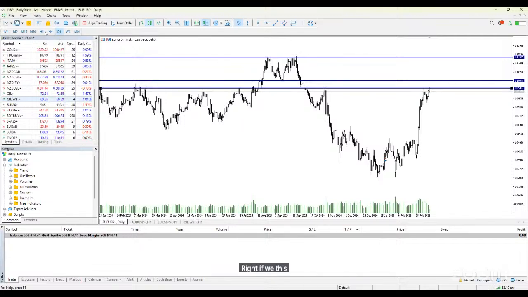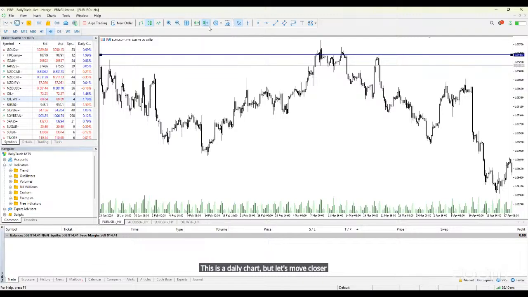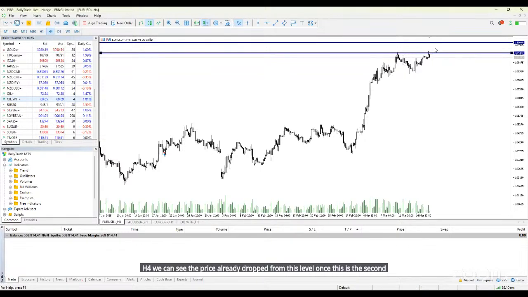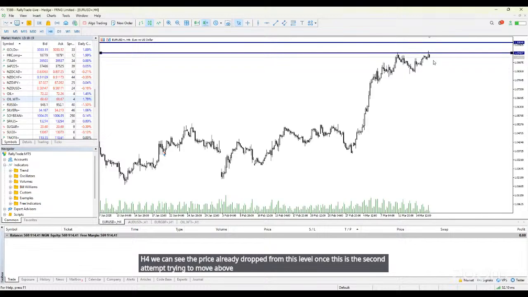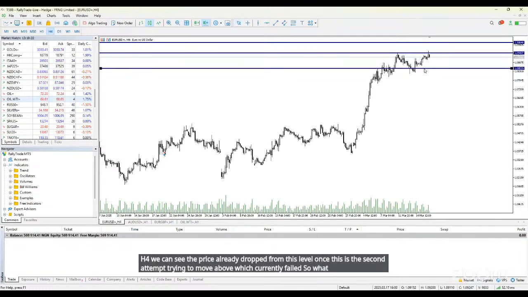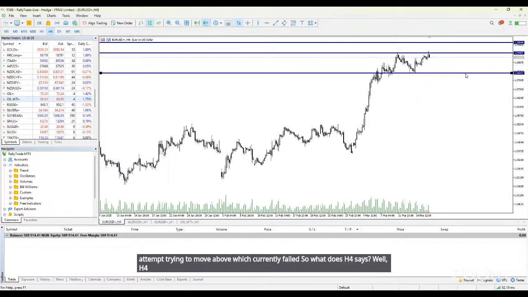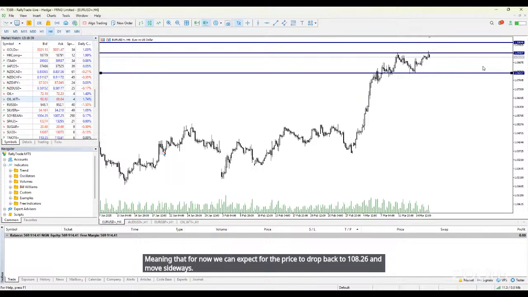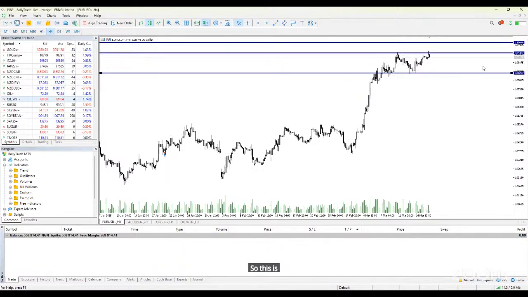This is a daily chart, but let's move closer to H4 and H1. On H4, we can see the price already dropped from this level once. This is the second attempt trying to move above, which currently failed. So what does H4 say? Well, H4 also says that we have a good support at 1.0826, meaning that for now we can expect the price to drop back to 1.0826 and move sideways. So this is what the chart is telling us right now.